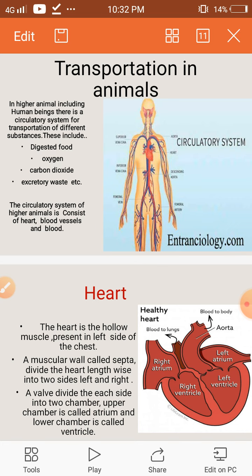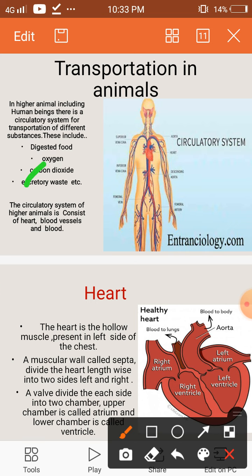We have already studied the concept and definition of transportation. Today, we will study transportation in animals. In higher animals, including human beings, there is a circulatory system for transportation of different substances. These substances include digested food, oxygen, carbon dioxide, excretory waste, etc. The circulatory system in higher animals consists of the heart, blood vessels, and blood. Let us discuss them in detail now.